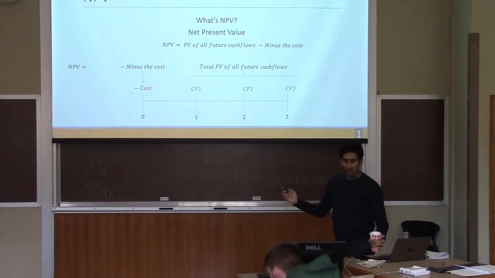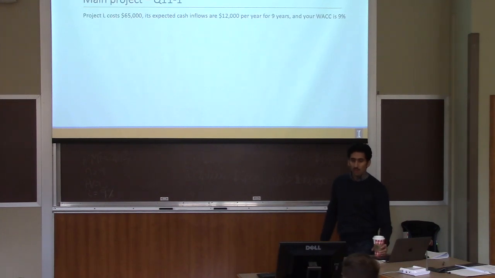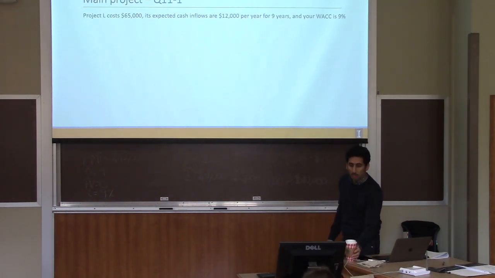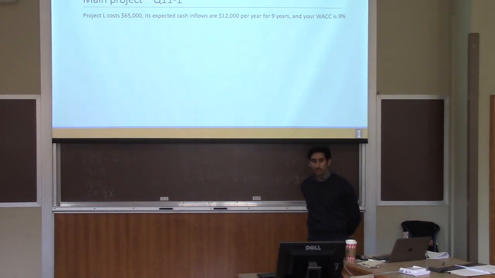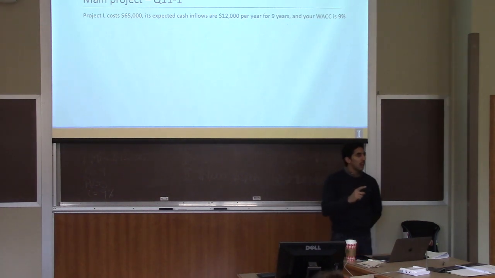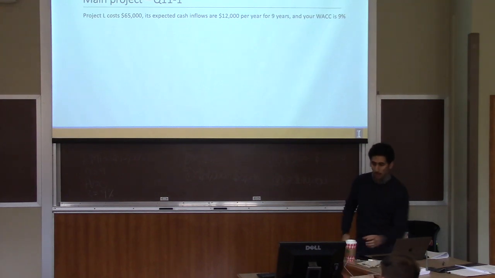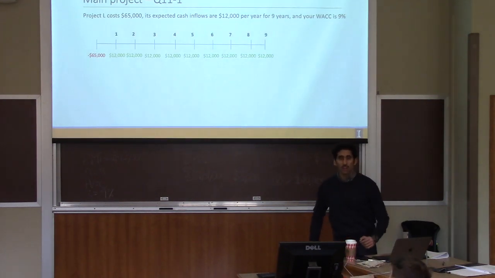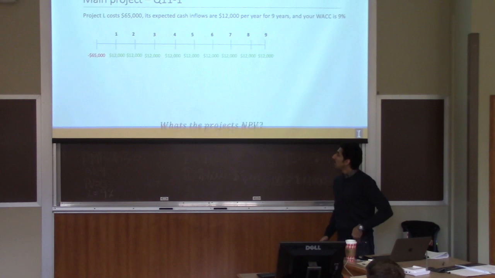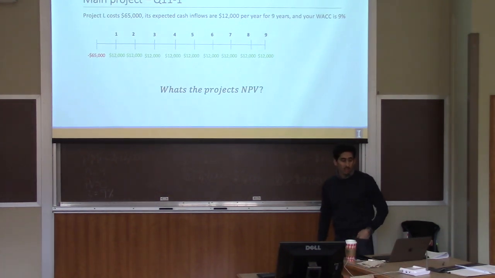Go straight to a question from the book. Project L costs $65,000. Cash inflows are $12,000 per year for 9 years, and your weighted average cost of capital, WACC, is 9%. Okay? We plot it here. And the question asks you for the project's net present value.